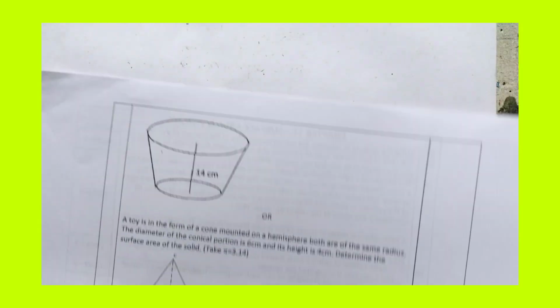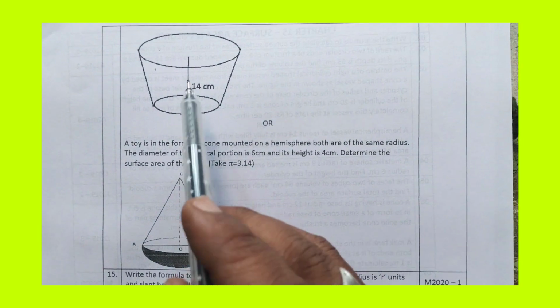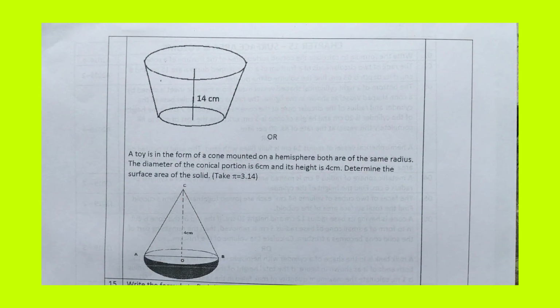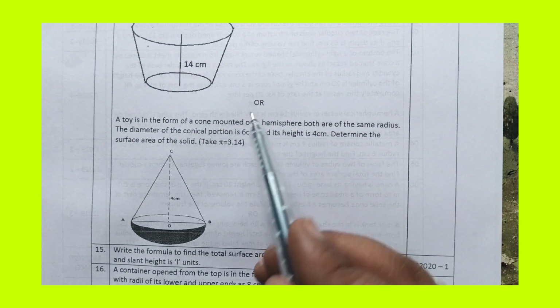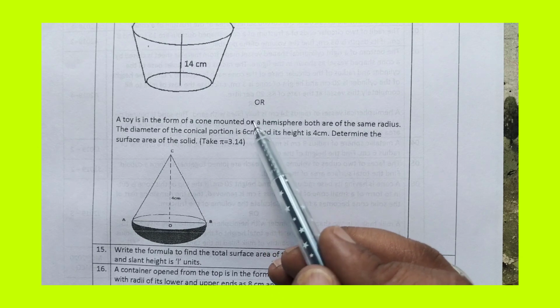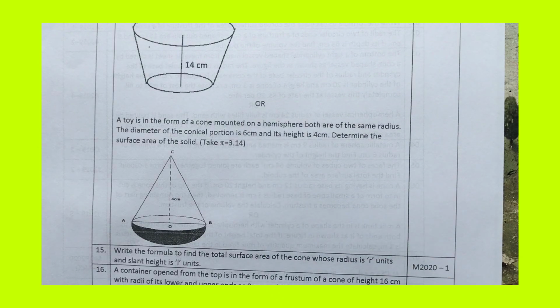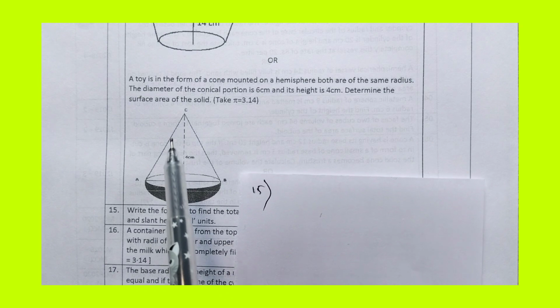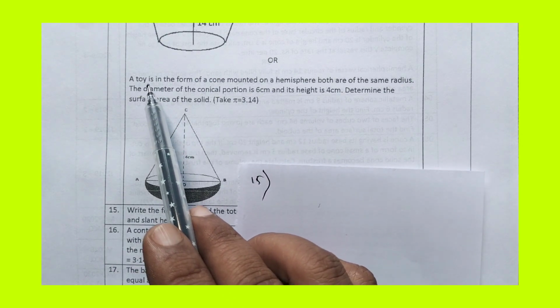So the 15th question has a figure. Inside it there is another internal choice question. Let us answer that internal choice question, that is for the 14th. One more internal choice is there, let us answer it.